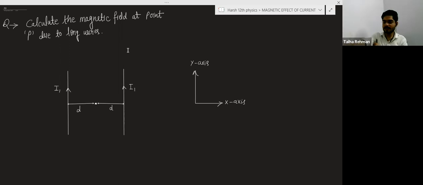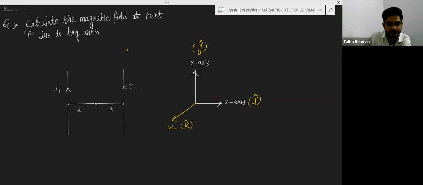And always try to write the net magnetic field in terms of vectors. Along the x-axis you have i cap unit vector, along the y-axis you have j cap unit vector, and along this axis, the z axis, we have k cap. Can you find the answer of this question by yourself?